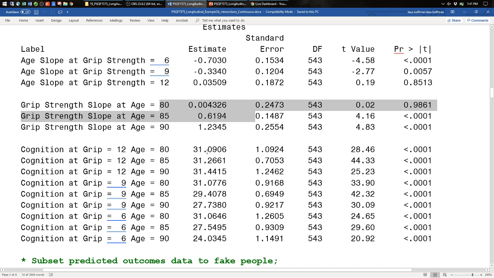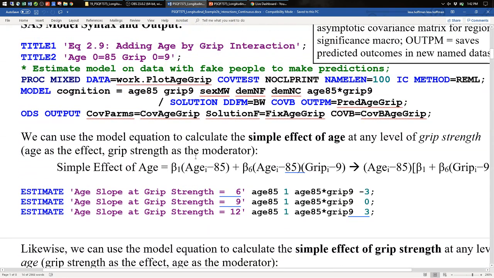And these are the predicted values that the estimate statements provided, or these same numbers would show up in your data set if you had added, let me point out this command that I don't think we've used yet, this right here. So there's 2 new commands on here that you haven't seen yet. COVB gets you the asymptotic covariance matrix that you need to calculate regions of significance. And this one, OUTPM, asks SAS to take your current data set and create new columns for the predicted outcome from the model fixed effects and its standard error. And it appends those to your data set and saves your data set as a new name, and you list the name right here. So this data set, pred age grip, is a copy of my original data with new columns for the predicted outcomes from the fixed effects.